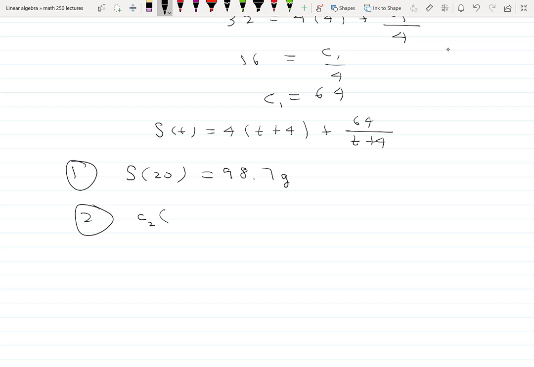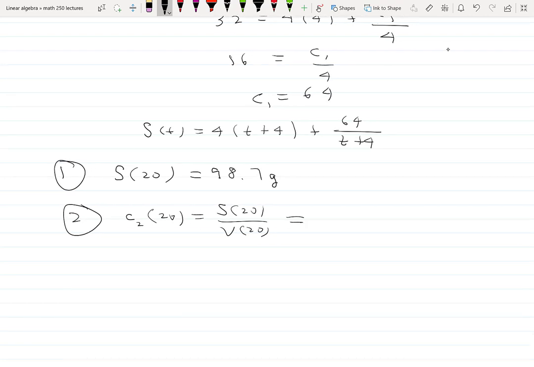Two was asking for the concentration in the tank at time t, so that would be the concentration leaving at 20. That would be S of 20 over V of 20. Okay, and it turns out to be 2.06 grams per liter. Remember the volume was 2t plus 8, and all I did is substitute 20 into that. So it should be about 2.06 grams per liter.